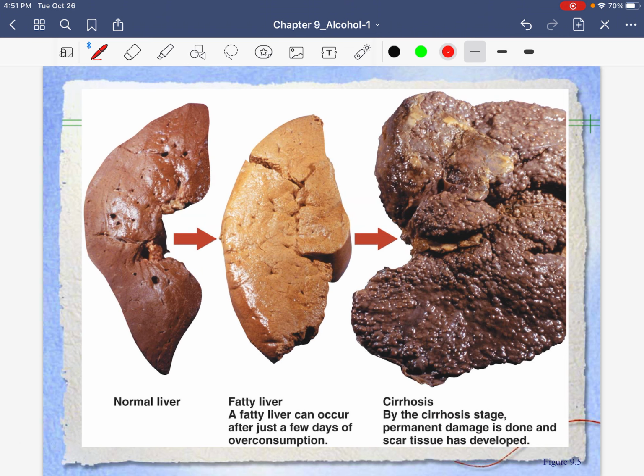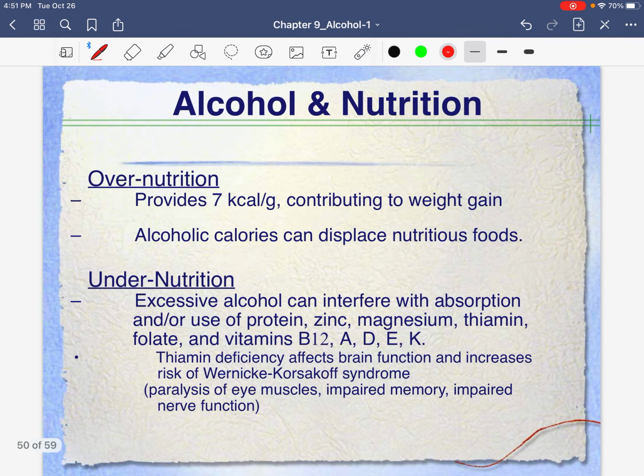Here's my public service announcement. It goes from a normal liver to a fatty liver to cirrhosis, which has fibrosis over time. Not good, folks. The liver is a very important organ. Okay, so alcohol, I guess I will have you know this.